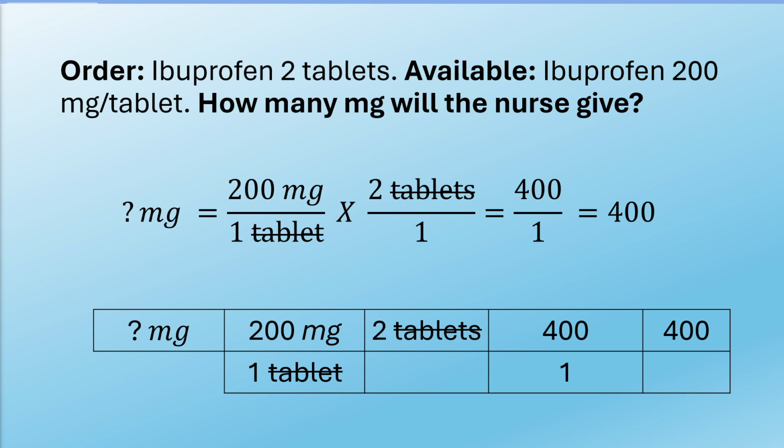So again, that's why it's really important to know what label we want to end up with, so we know how to set up that relationship from the concentration, in this case the 200 milligrams per tablet. Do we want 200 milligrams over 1 tablet, or do we want 1 tablet over 200 milligrams? So again, that's why we want to start out with recognizing what our final label is going to be.